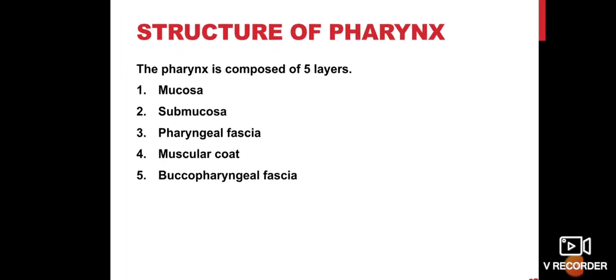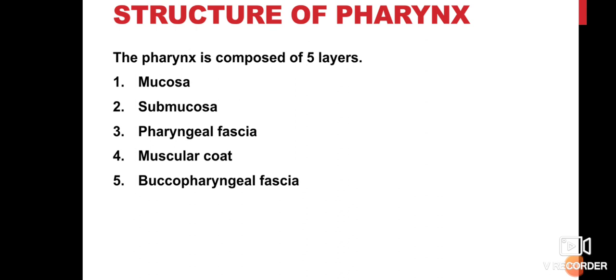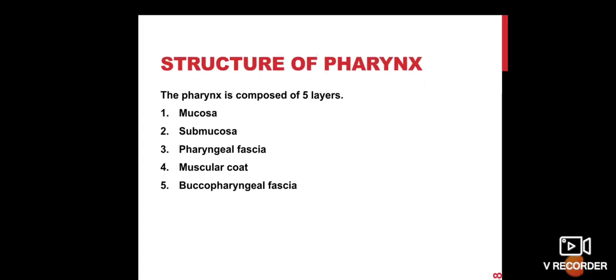While seeing the structure of the pharynx, it is composed of 5 layers from inner to outer. That is mucosa, submucosa, pharyngeal fascia, muscle, and the buccopharyngeal fascia. This is the structure of the pharynx. So it consists of 5 layers from inner to outer. It is mucosa, submucosa, pharyngeal fascia, muscular coat, and the buccopharyngeal fascia.